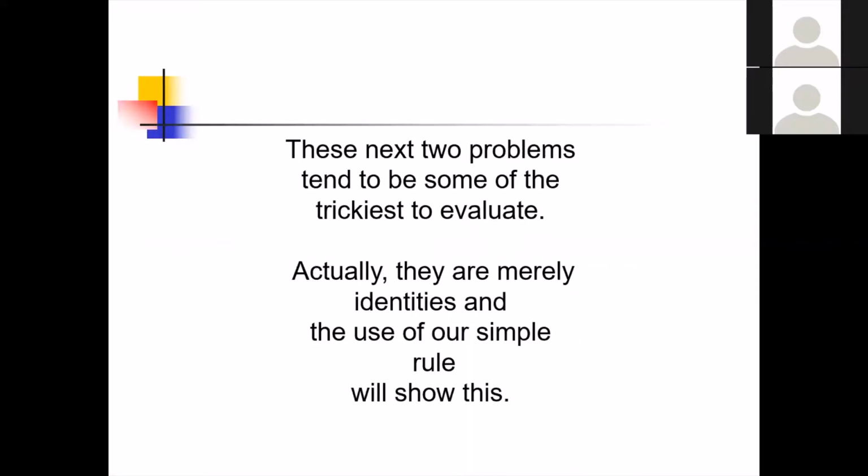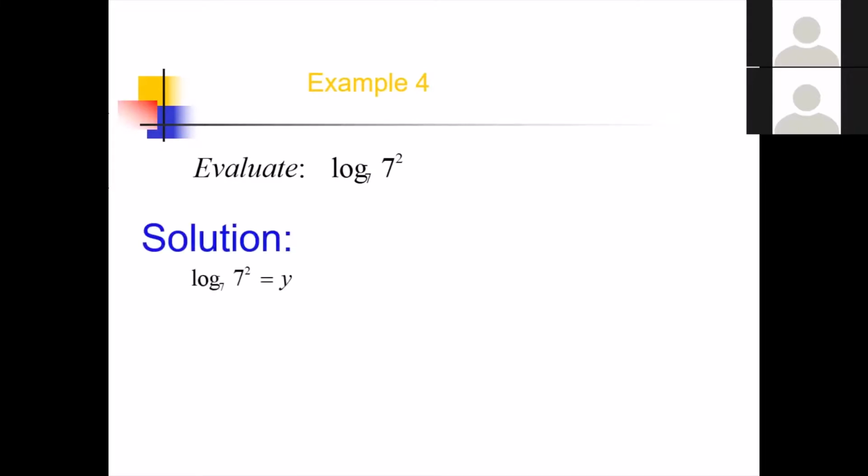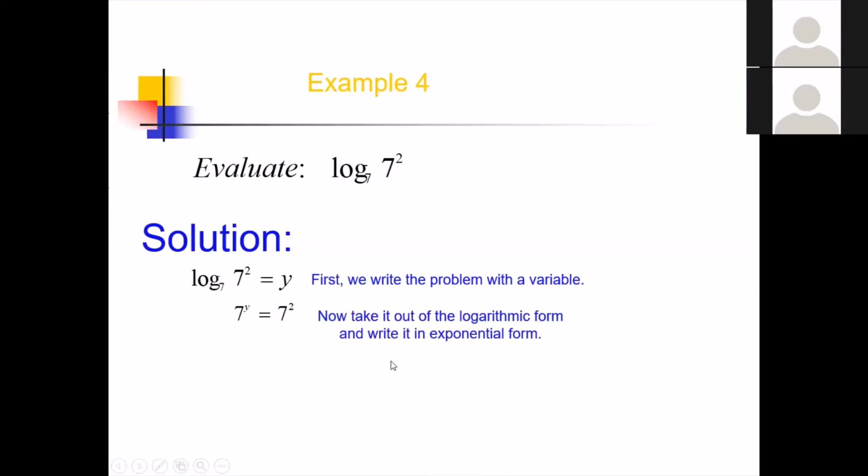Okay, now the next two problems. Actually they are merely identities, and using our simple rule we will show what this is. First, log base 7 of 7 square. Solution: first we write in exponential form, 7 raised to power y is equal to 7 square. Here, already 7 is in exponent form. The base is the same here, the 7s cancel each other on both sides, so y is equal to 2.